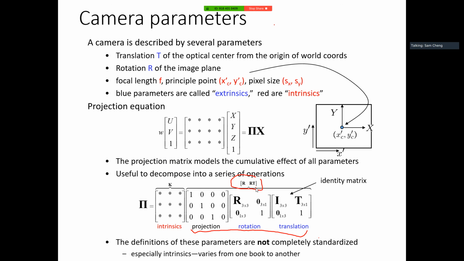Almost. So R should be identity. Yes, you're right. And then RT. I don't know about RT. Can you help? RT should be T, the translation. So RT is 3 by 1. So T is like a vector of ones, right?